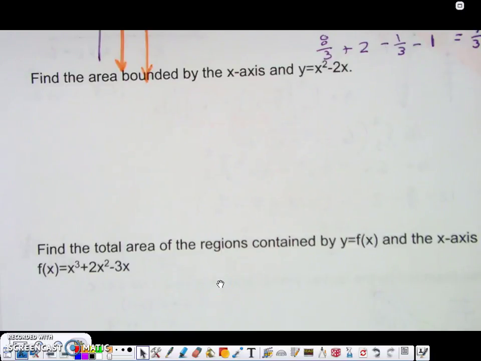Okay, we have only 2 more problems left on our area between 2 curves, so we're going to go ahead and get those knocked out today. It asks us to find the area bounded by the x-axis and y equals x squared minus 2x. So the first thing we're going to do is graph that.